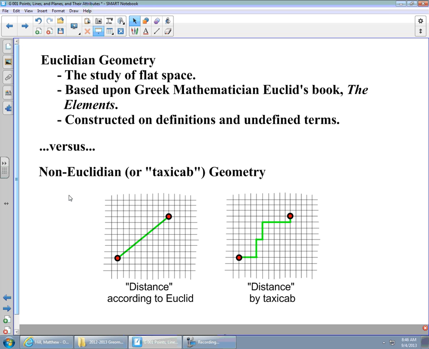On the left hand, you are looking at a diagram of what Euclid would refer to as distance. And you've probably heard the definition for distance plenty of times before: the shortest distance between 2 points is a straight line. That is based upon Euclid's books, The Elements. However, modern geometries have come to accept the fact that sometimes 2 points cannot be connected by a straight line. There is some sort of an impediment, something that you cannot get around by simply drawing a line straight through it. An example is what they call taxicab geometry.